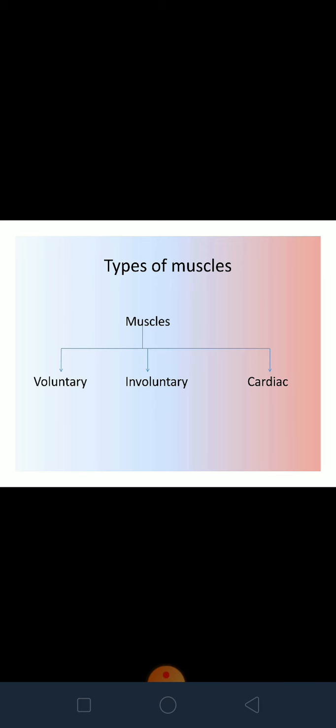Involuntary muscles are the muscles that are not under our control, meaning their work goes on even without our wish. The muscles of the respiratory system, circulatory system and digestive system are involuntary muscles. Cardiac muscles are the muscles that make the heart. They are thick muscles, and the heart is an all-muscular organ.